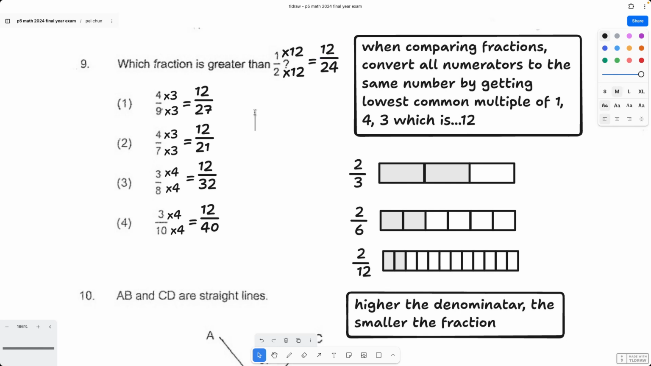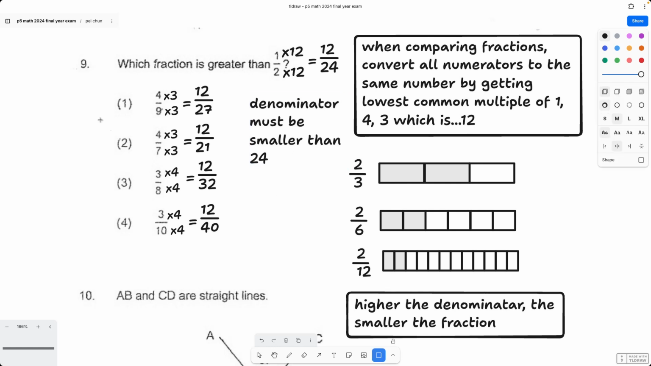So basically in this case, greater fraction means the denominator must be smaller than 24. Okay, correct, yeah, the denominator must be smaller than 24. Then that means the answer is 2 over here. Okay, so yeah, that's it. That is for question number 9.